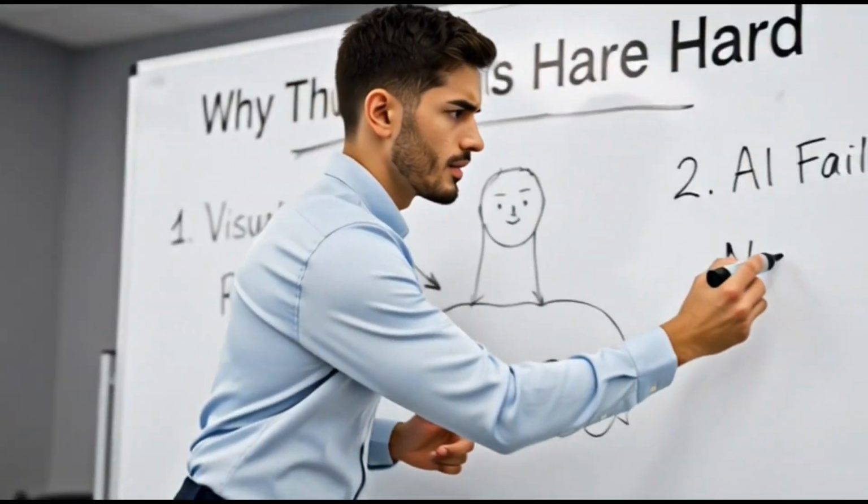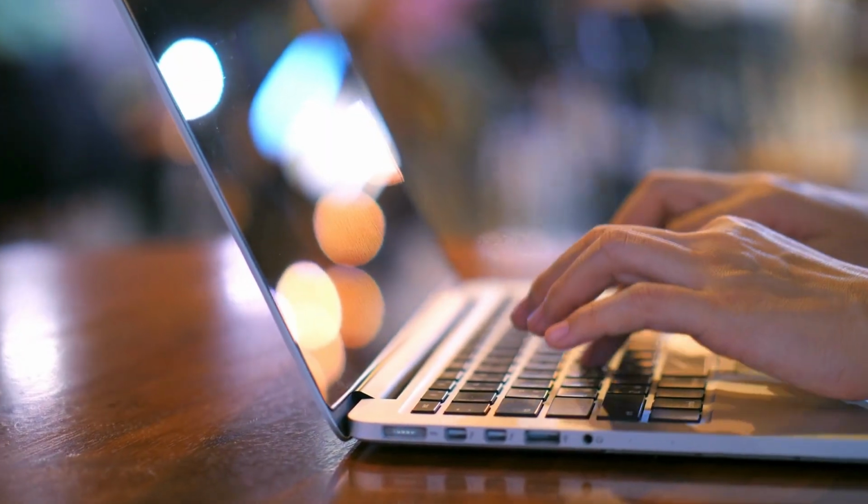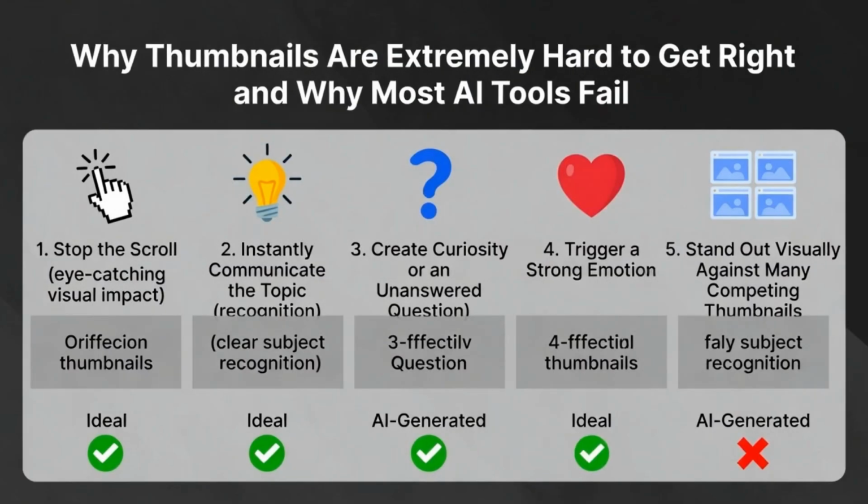But today, I am going to show you a tool that does what a $12,000 thumbnail designer does in under 5 minutes for less than $1. And it will even score your thumbnail out of 100 and tell you exactly what is wrong with it. Let me explain why thumbnails are so hard to get right and why most AI tools fail at them.